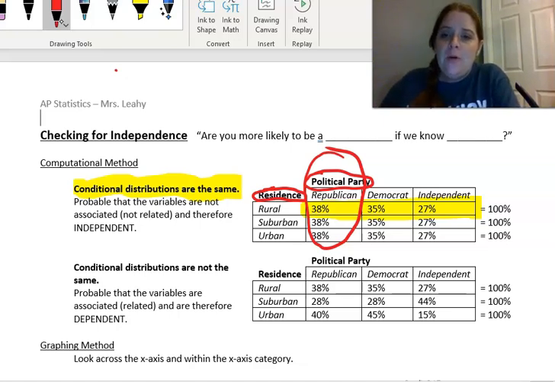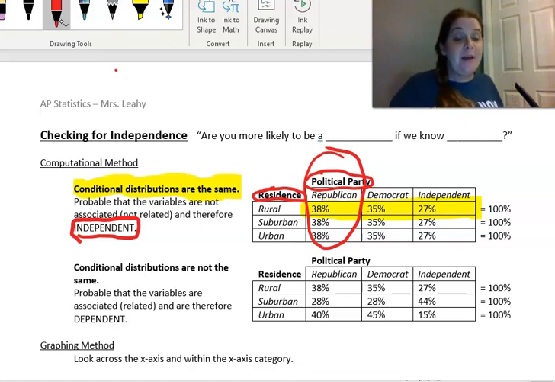So it's probable that the variables are not associated in this case, that there's no relationship between them, and therefore they are independent. Okay, so my variables, political party and residence, in this case, they look like they're independent. It looks like I can answer questions about political party without having to know where you live, because it would be the same.